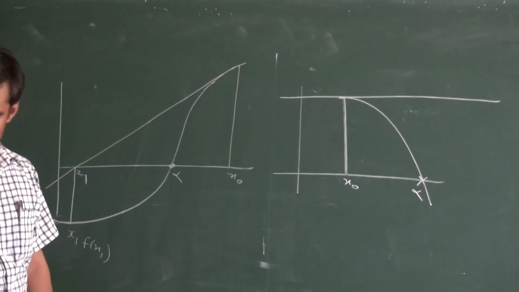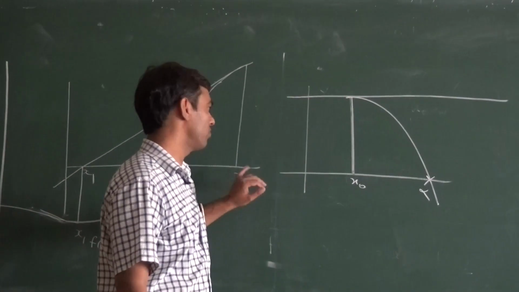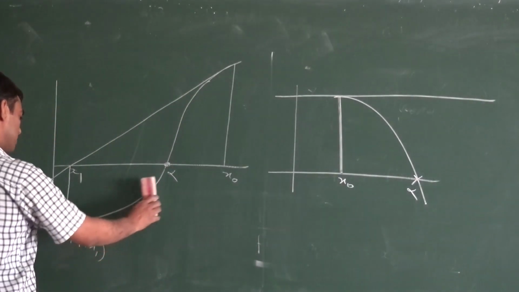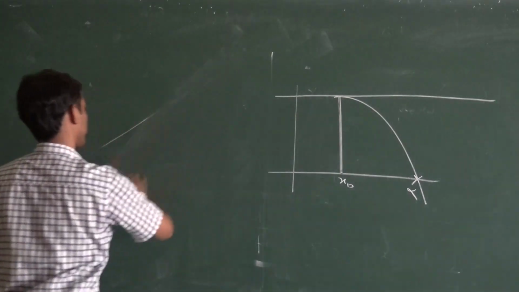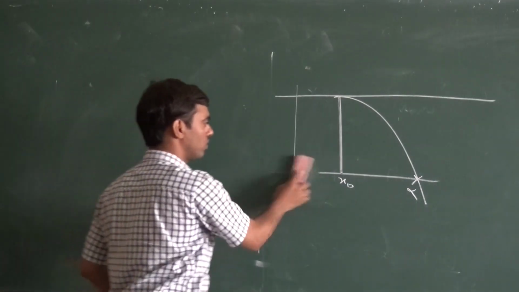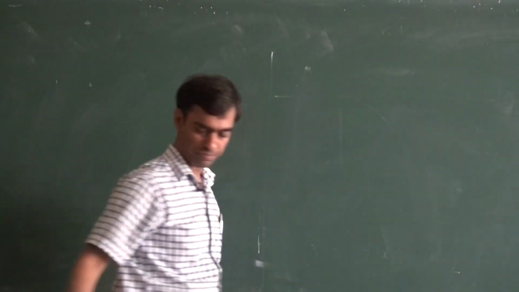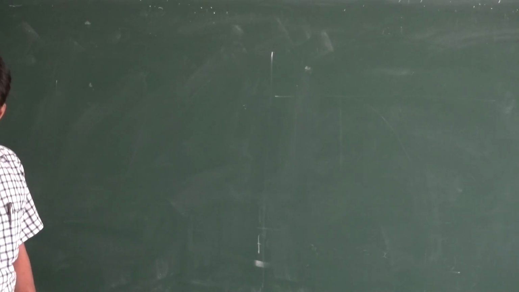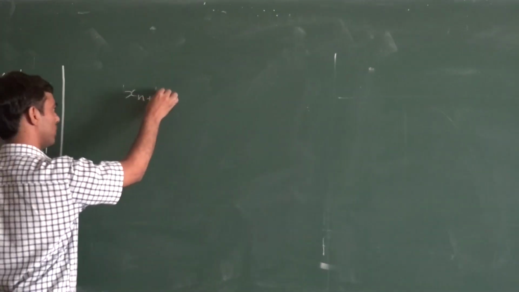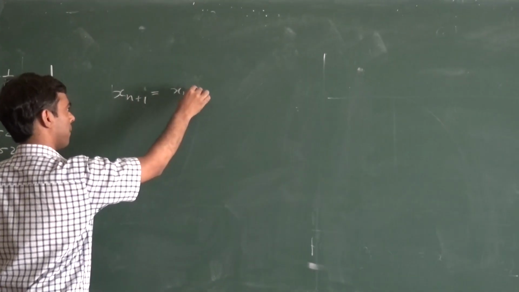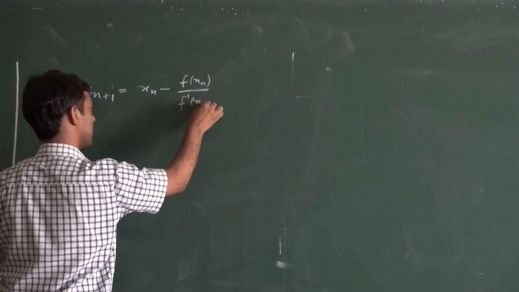So there is a need to choose the value of x0 very precisely. So how do we choose the correct x0, so that the sequence of iterative values x0, x1, x2, x3 up to xn plus 1 converges to our actual root? So what is the iterative scheme of the Newton-Raphson method? The iterative scheme is xn plus 1 equals xn minus f of xn divided by f dash xn.